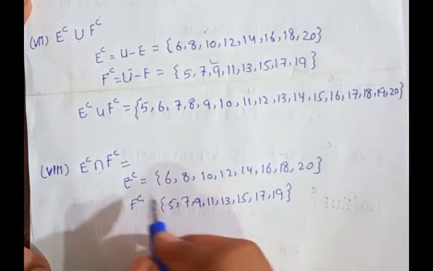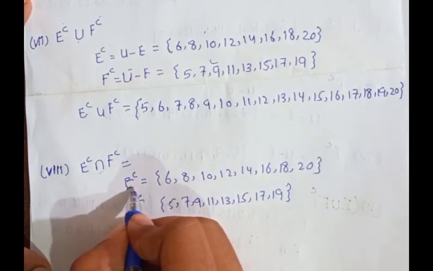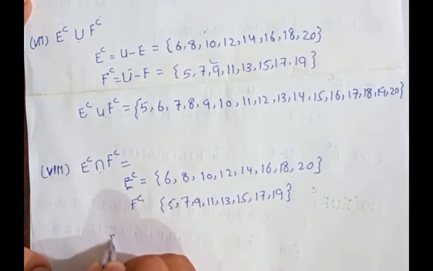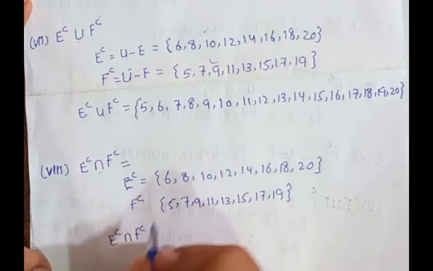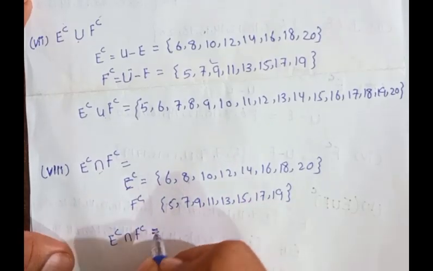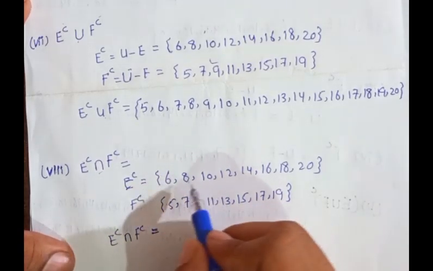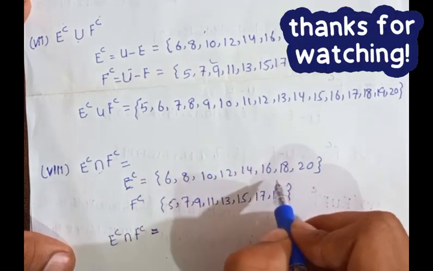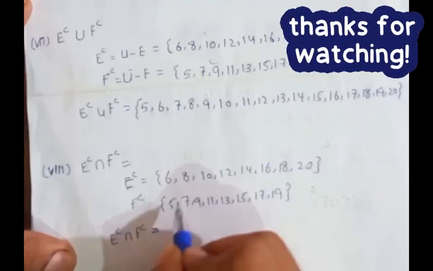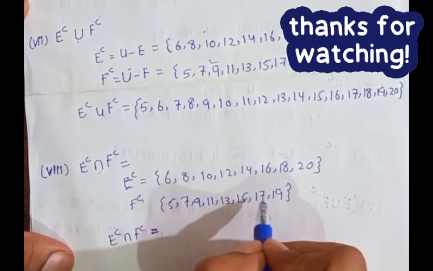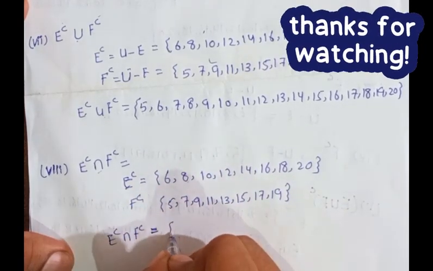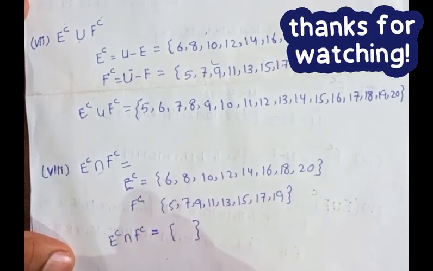As I have found the complements, now I will find the intersection, E complement intersection F complement. Intersection means finding the commons. We will see whether both sets contain any common elements. See here, there is no common element in both sets, so my set will be empty.